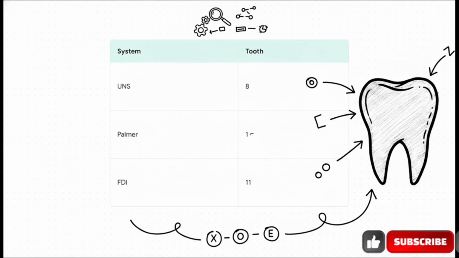But if you go to an orthodontist who's using the Palmer notation, that exact same tooth is number 1 with a little bracket wrapping the bottom and left sides, showing it's in the upper right quadrant. And if you happen to be using the international FDI system, that tooth is 11, meaning quadrant 1, tooth position 1. It is the exact same tooth but translated into 3 very different dialects.